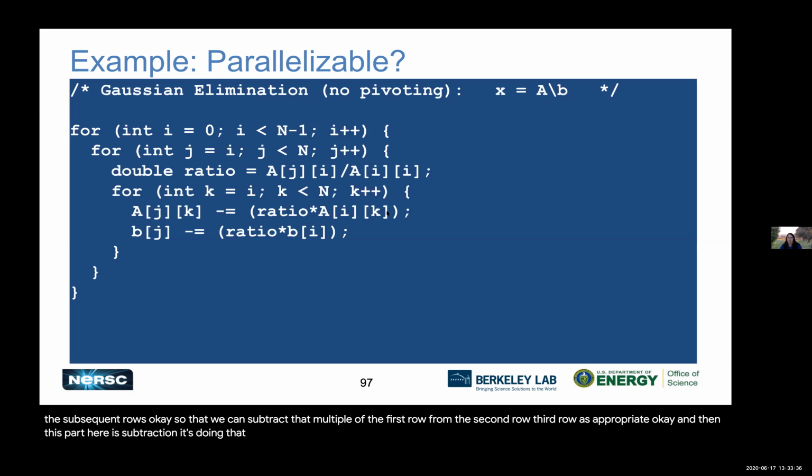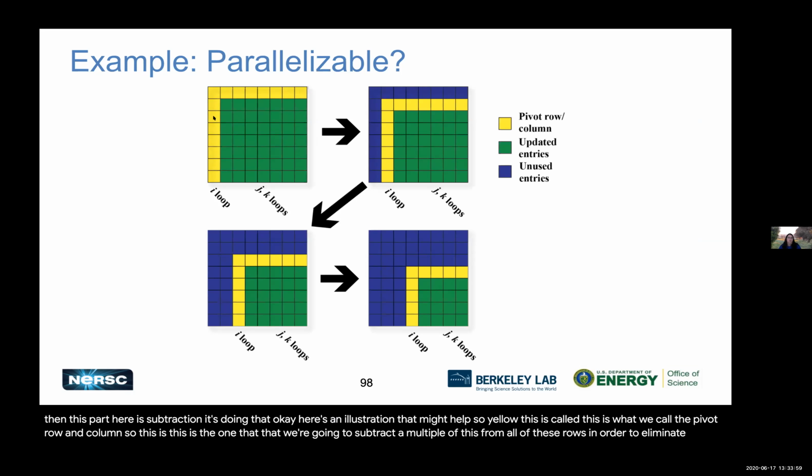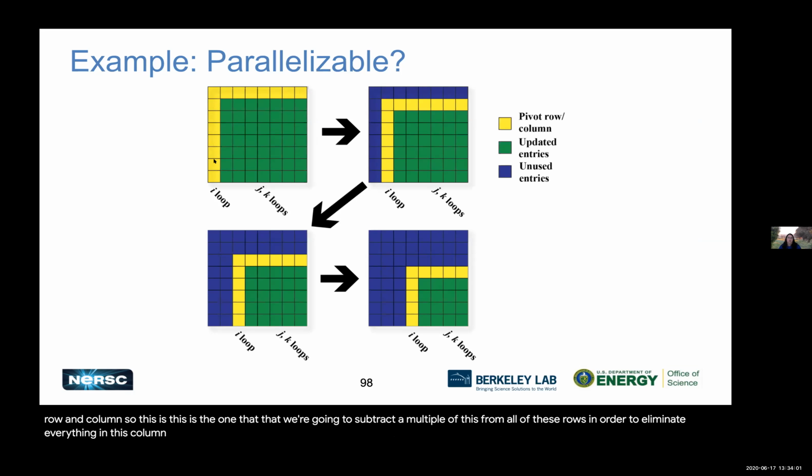And then this part here is subtraction. It's doing that. Here's an illustration that might help. So yellow, this is what we call the pivot row and column. This is the one that we're going to subtract a multiple of from all of these rows in order to eliminate everything in this column here.